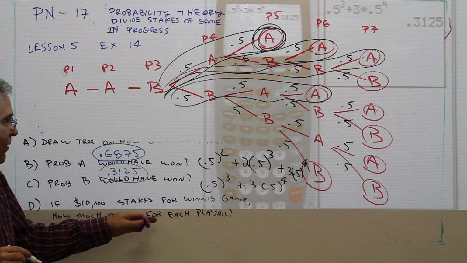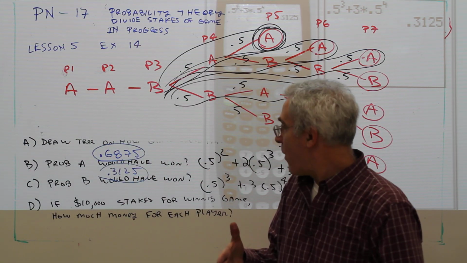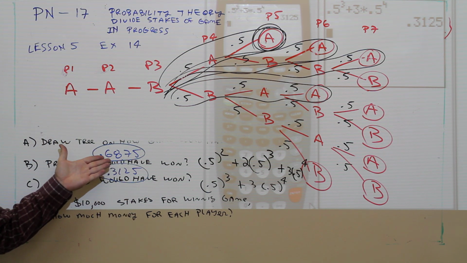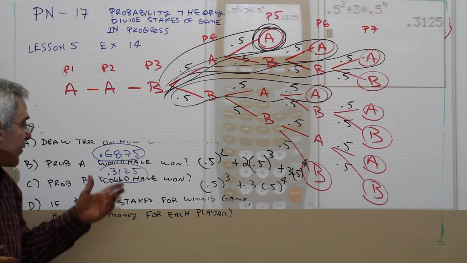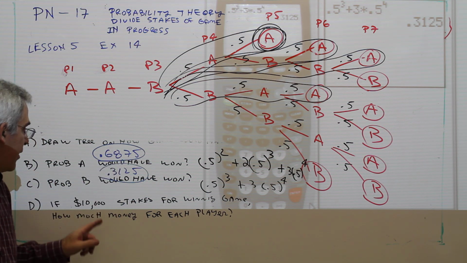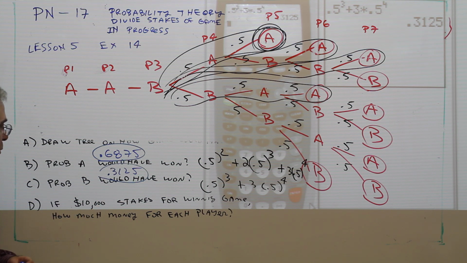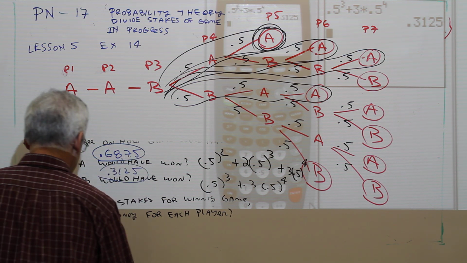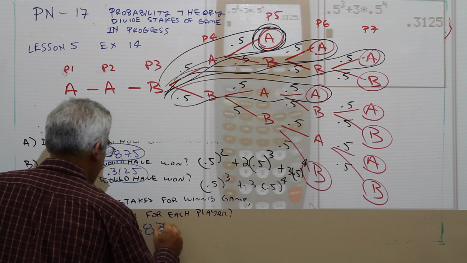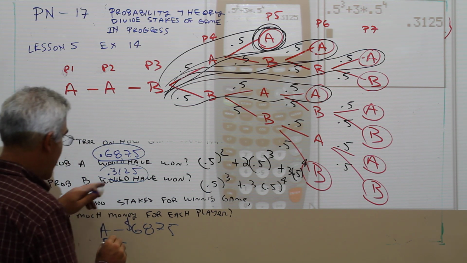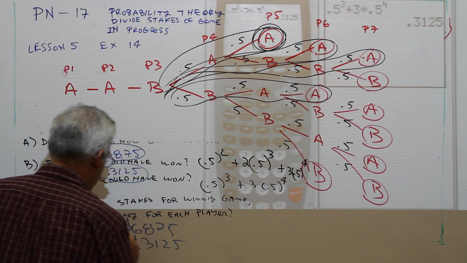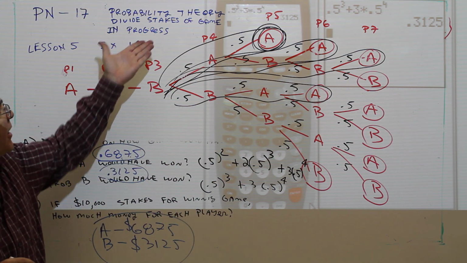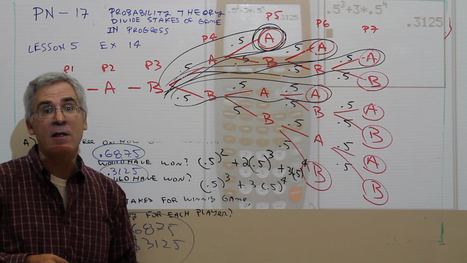And then how should the stakes be divided? Well, if the game had to be stopped at this point, it only seems fair, since player A had a greater probability of winning, that he should get a greater share of the stakes. So we'll just multiply the stakes by each probability. $10,000, that's just moving the decimal place 4 places. So A should get $6,875, and B should get $3,125. And there you have it, how to use probability theory to divide the stakes of a game that has been interrupted.